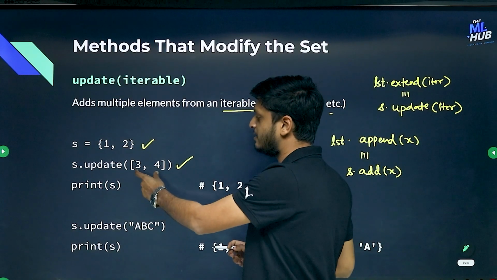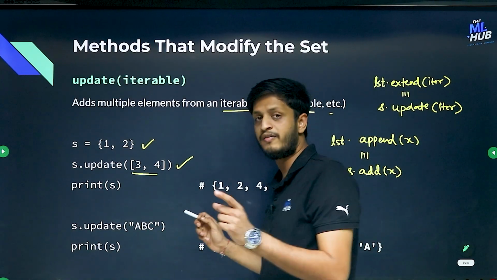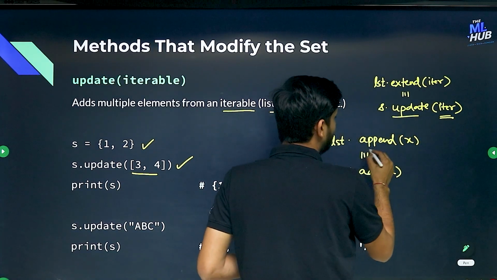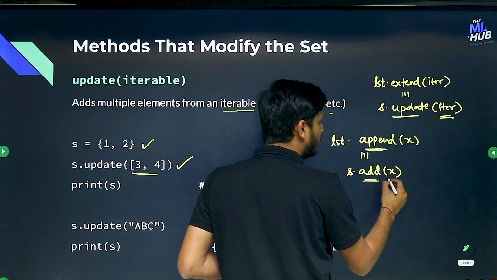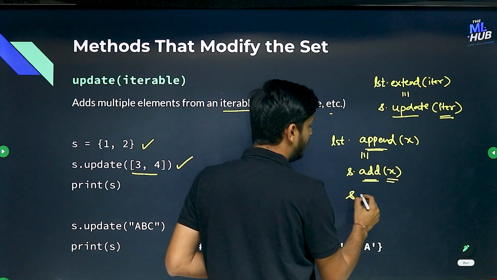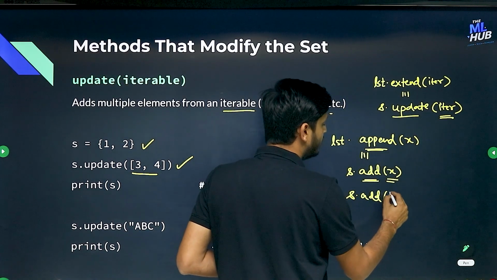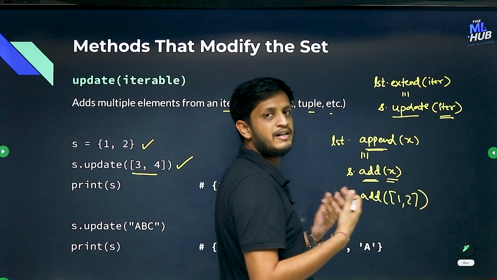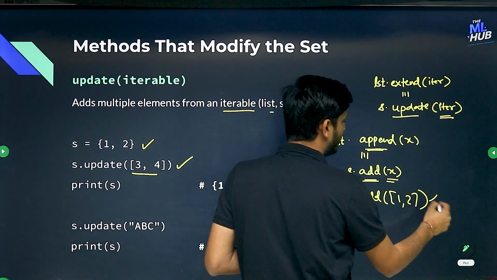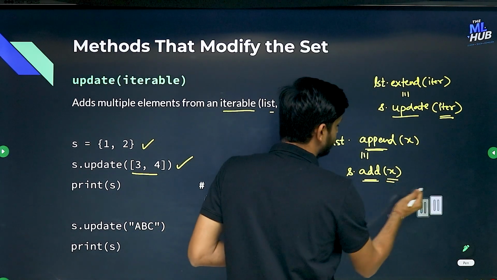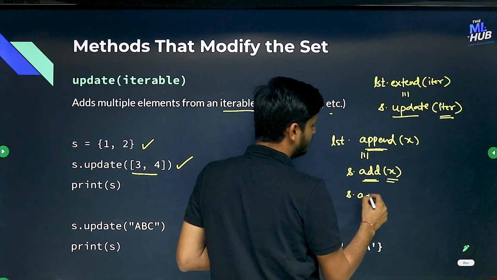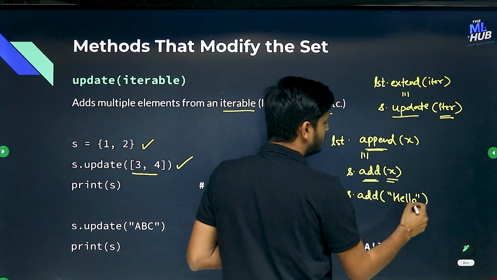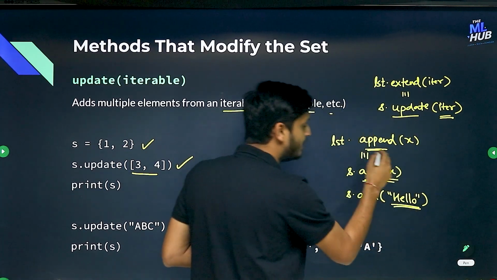So here, this is not a single element. Always remember that the update function takes an iterable. The add function only takes a single element. So if you do s.add of a list containing 1, 2, what will happen? Actually, you cannot add a list in a set. We will see this thing. This is not allowed. But even for a string, let's say, if you do s.add of a string containing hello, a single element hello will be added in the set.